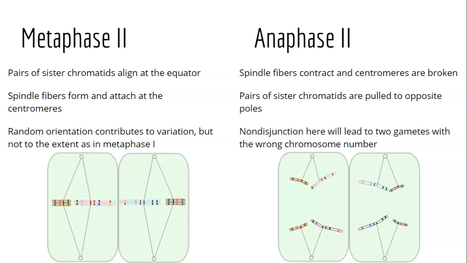Spindle fibers contract, the sister chromatids are pulled to opposite poles, and non-disjunction here will lead to 2 of the 4 gametes with incorrect chromosome numbers, whereas if you had non-disjunction in anaphase 1, all 4 of your gametes would have incorrect chromosome numbers.